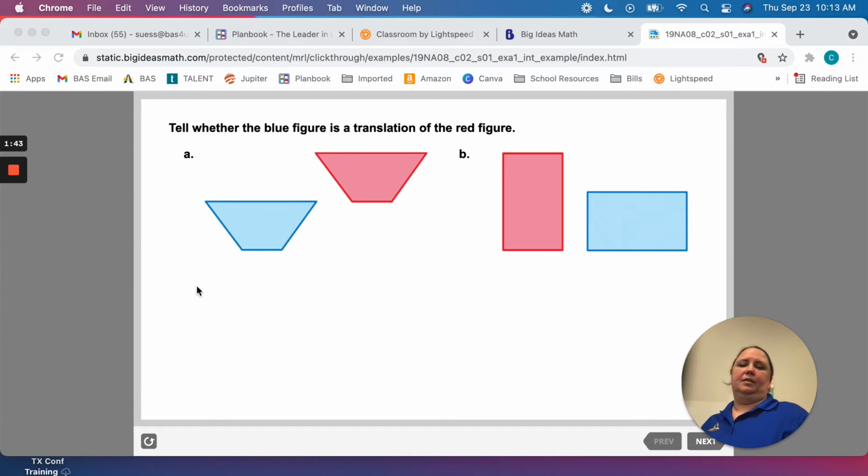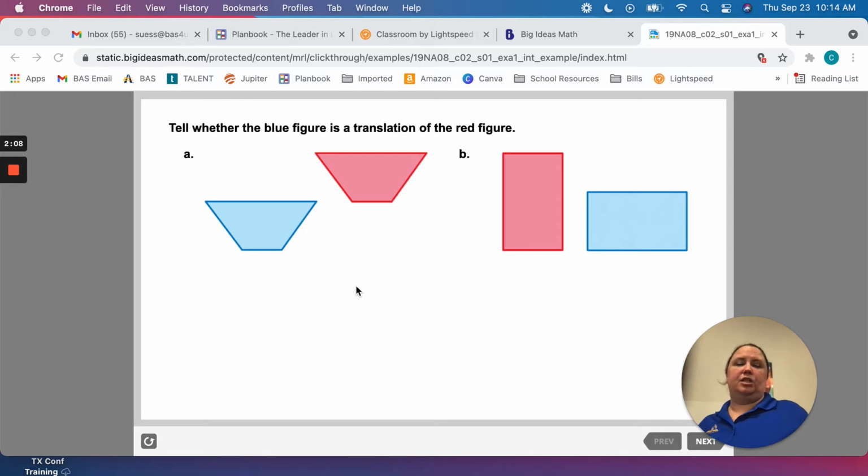All right. For example 1, you're going to tell me whether the blue figure is a translation of the red figure. So basically you're looking at the red figure first and deciding, did the blue figure translate? Did it move or not? What do you guys think? Red to blue. Is it a translation or not? Elena? A is a translation.